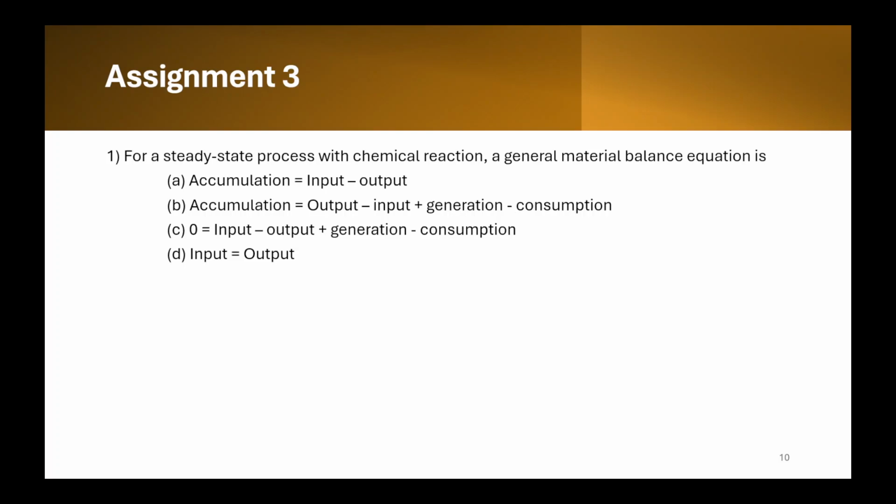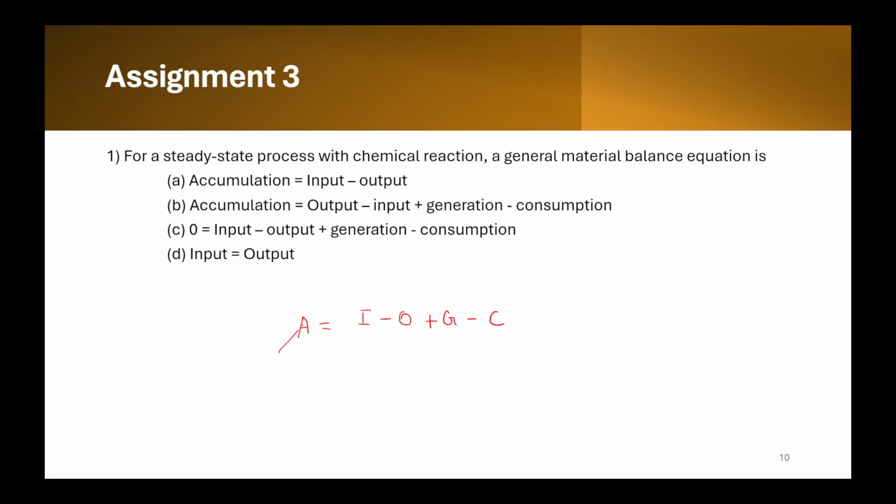Now we start with the sample problems. The first question is: for a steady state process with chemical reaction, a general material balance equation is... I'll write the general material balance equation: accumulation is equal to input minus output plus generation minus consumption. This is the general material balance equation.